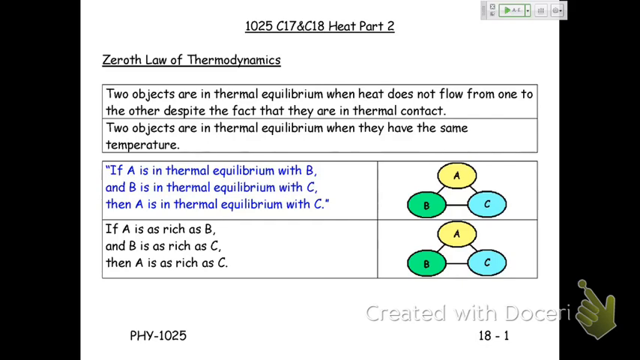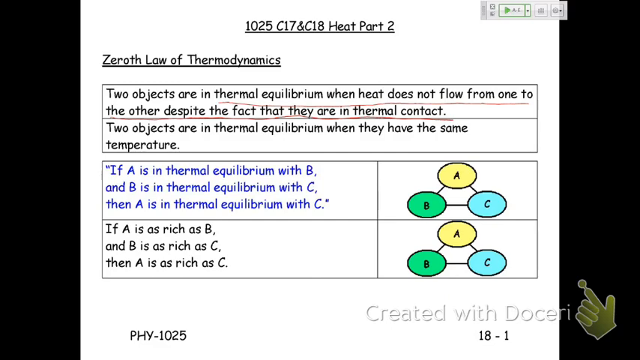You see this written in complicated ways and simplest ways, but the simplest way I can express it is: two objects are in thermal equilibrium when heat does not flow from one to the other, despite the fact that they are in thermal contact. So a couple of new phrases there. Thermal equilibrium means that basically they have the same temperature. Thermal contact means that heat can flow from one to the other.